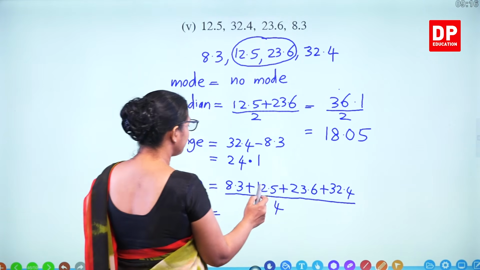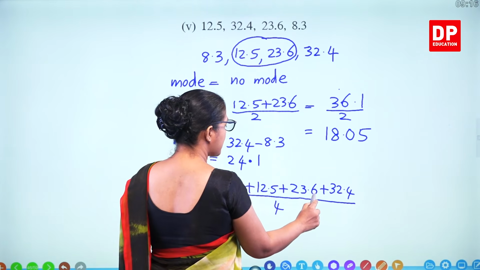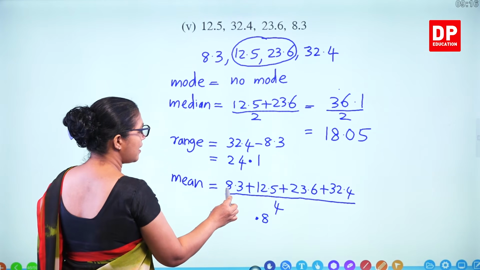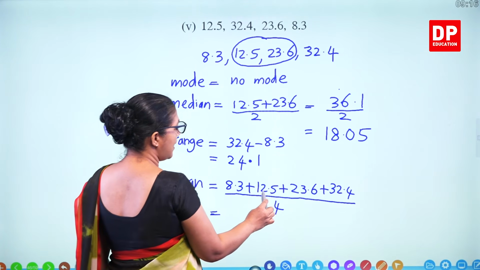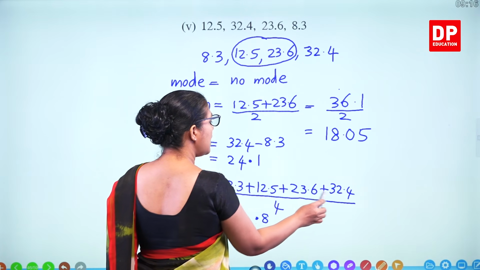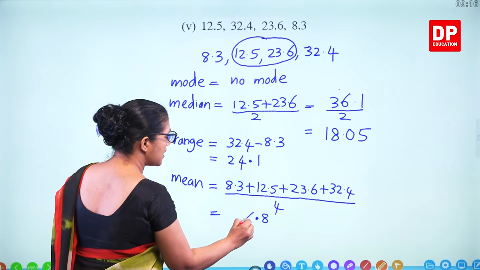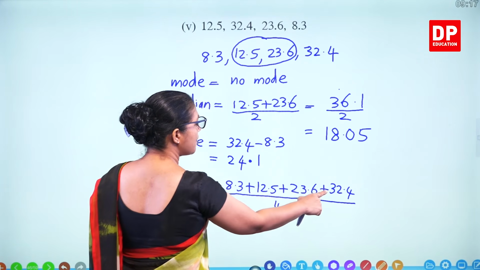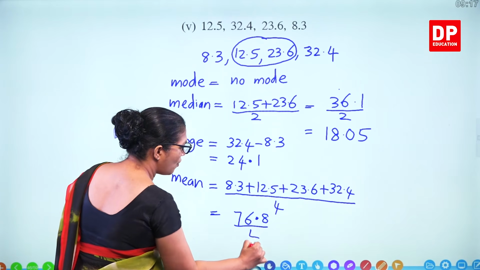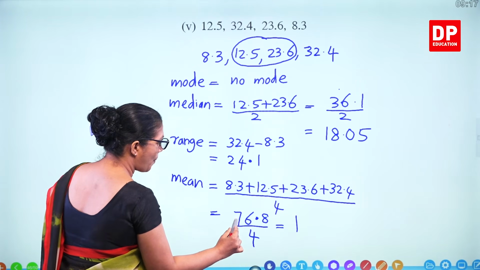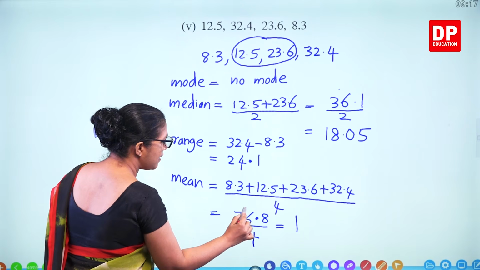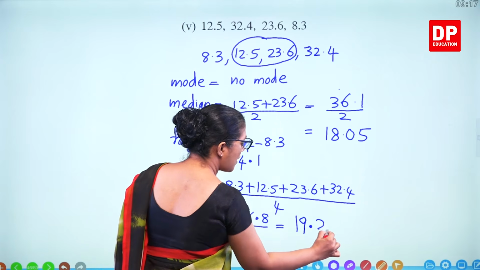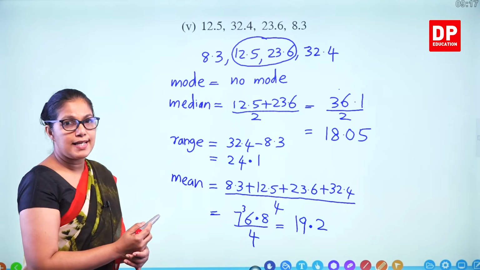So add it. We'll add it together. 4 and 6, 10. 15, 18. 1 remaining. 9. 9 plus 2, 11. 11 plus 3, 14. 14 plus 2, 16. 1 remaining. 2, 3, 4, 5, 6, 7. Divide by 4. 4 times 1, 4. Then 3 remaining. 36. 4 times 9. And for 8, 4 times 2. So the mean value is 19.2.